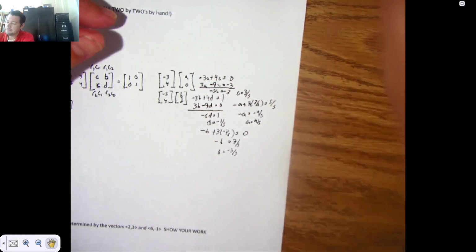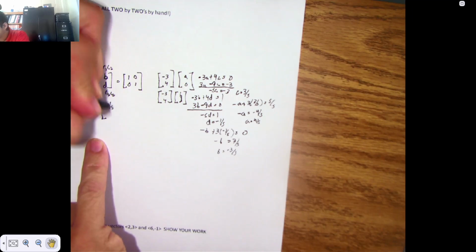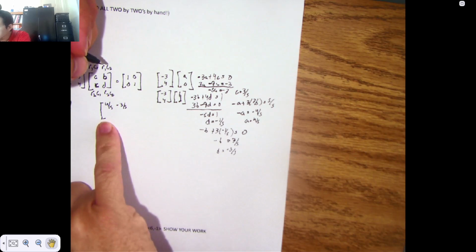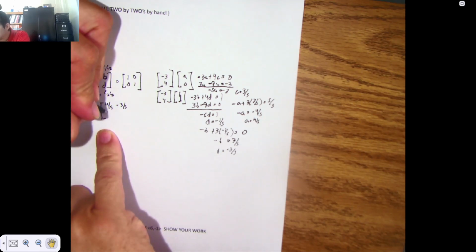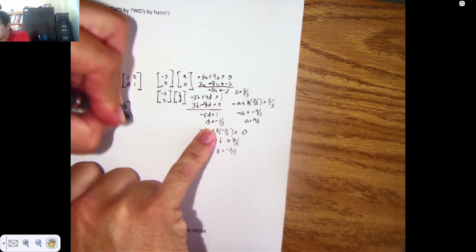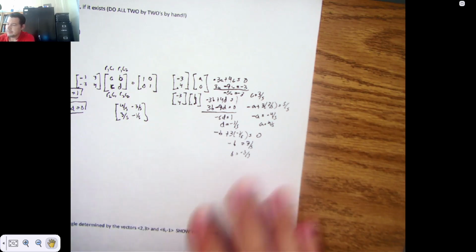Ta-da! All right. So A was 4/5. B was negative 3/5. C was 3/5. And D was negative 1/5. There you go. That's how you find the inverse of a 2 by 2 by hand.